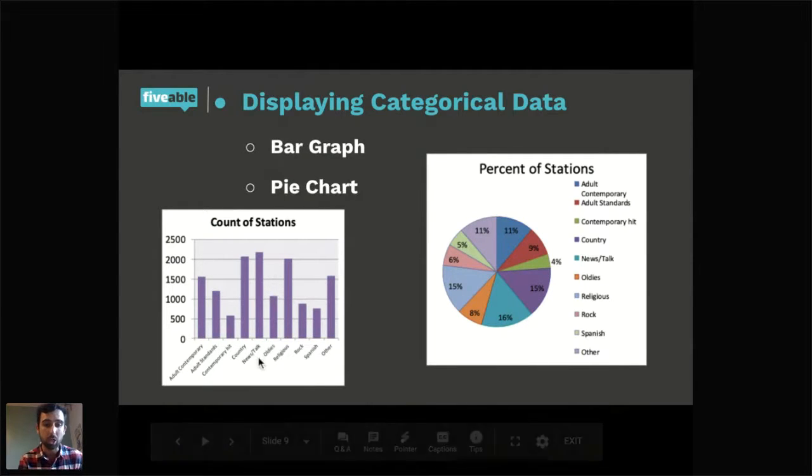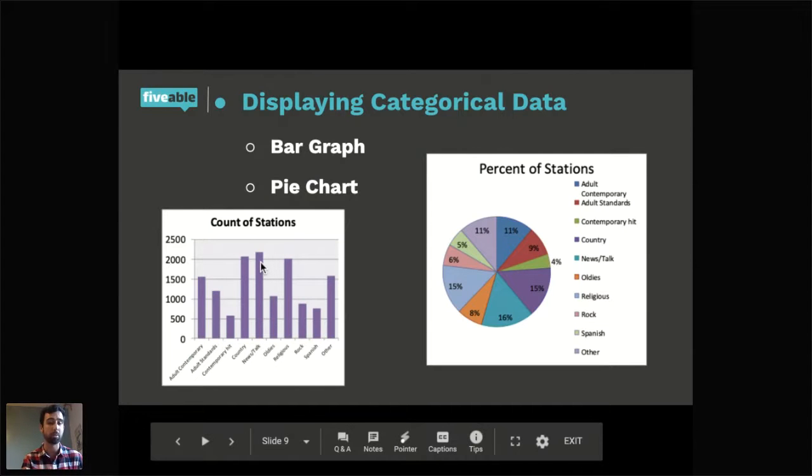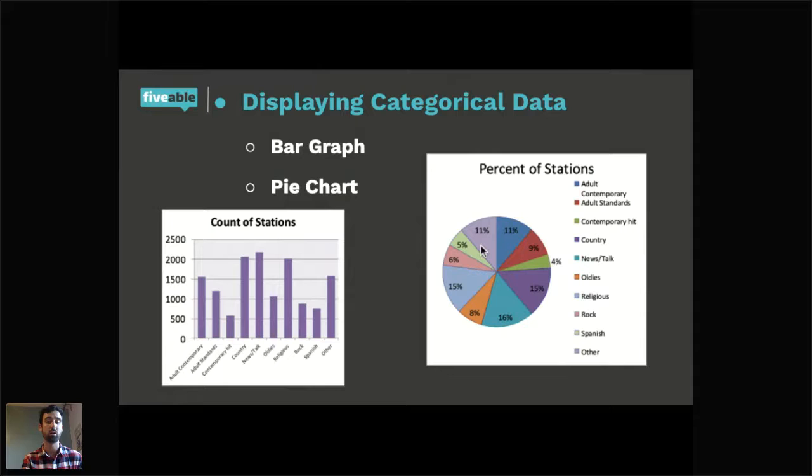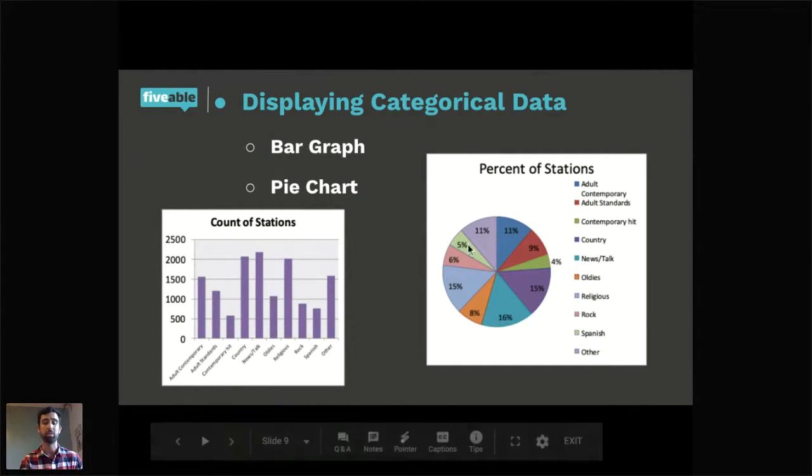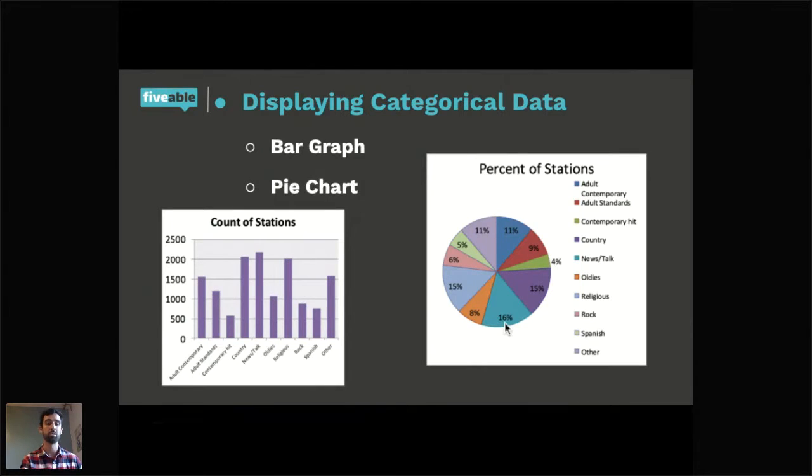However, I've broken it up into percentage. So we said news talk was the biggest number of stations. Over here in our graph as a pie chart, we should see news talk as the largest chunk as well. And if you look here, it is 16%. So it takes the largest chunk of the pie chart. Next would be country, and then we can see the rest as follows. So bar graphs and pie charts are the way we display categorical data.